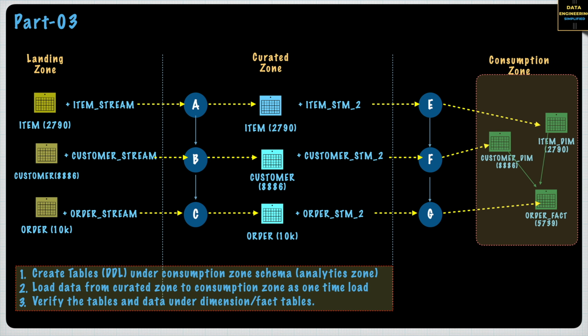So we have completed loading data to our landing zone, curated zone and consumption zone. And you can see we have 2790 records in the item table in each of the layers. We have 8886 records for customer data in each layer, and we have 10K order data in the landing zone and curated zone, and in the consumption zone it is aggregated and the total number of rows is 5739. So this is how the current state looks.